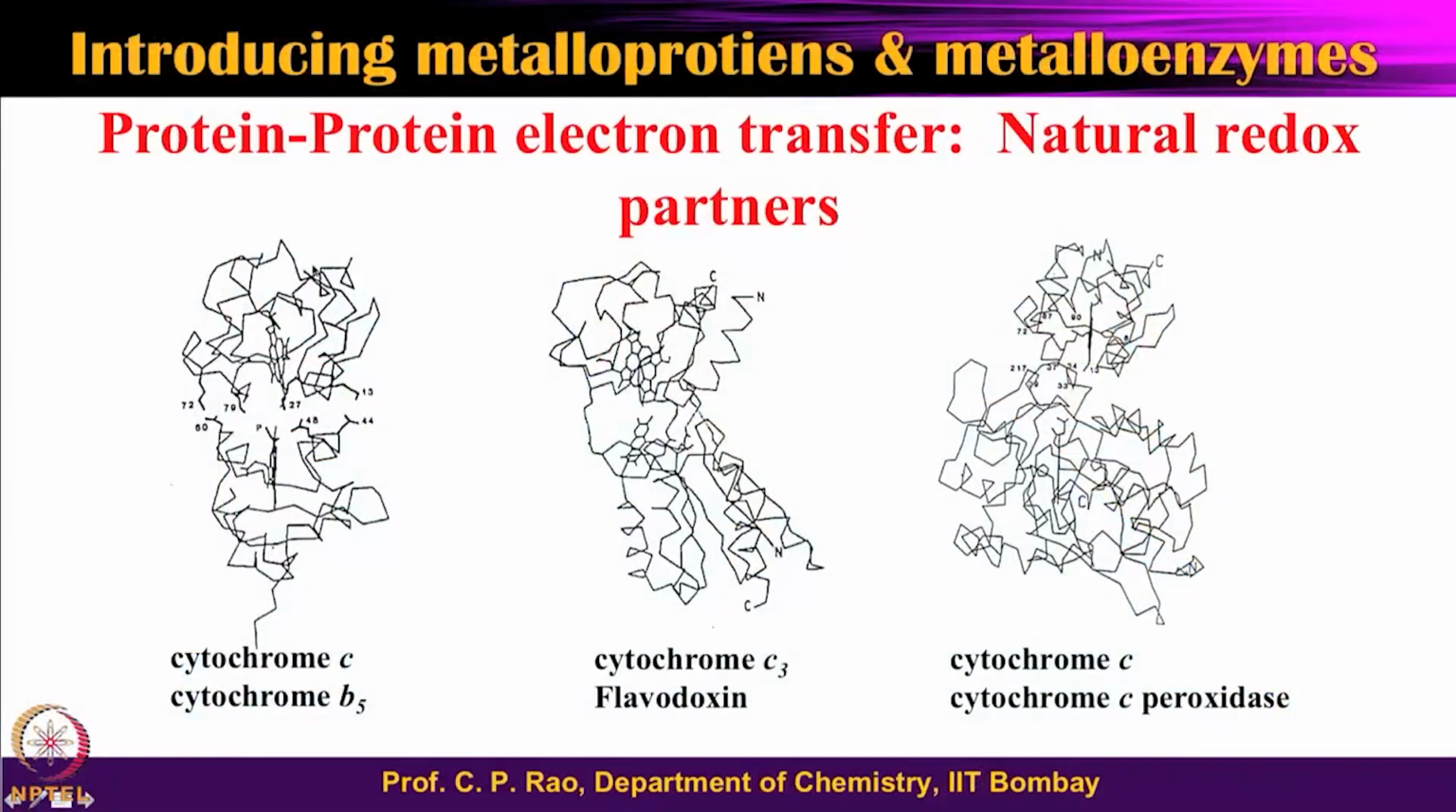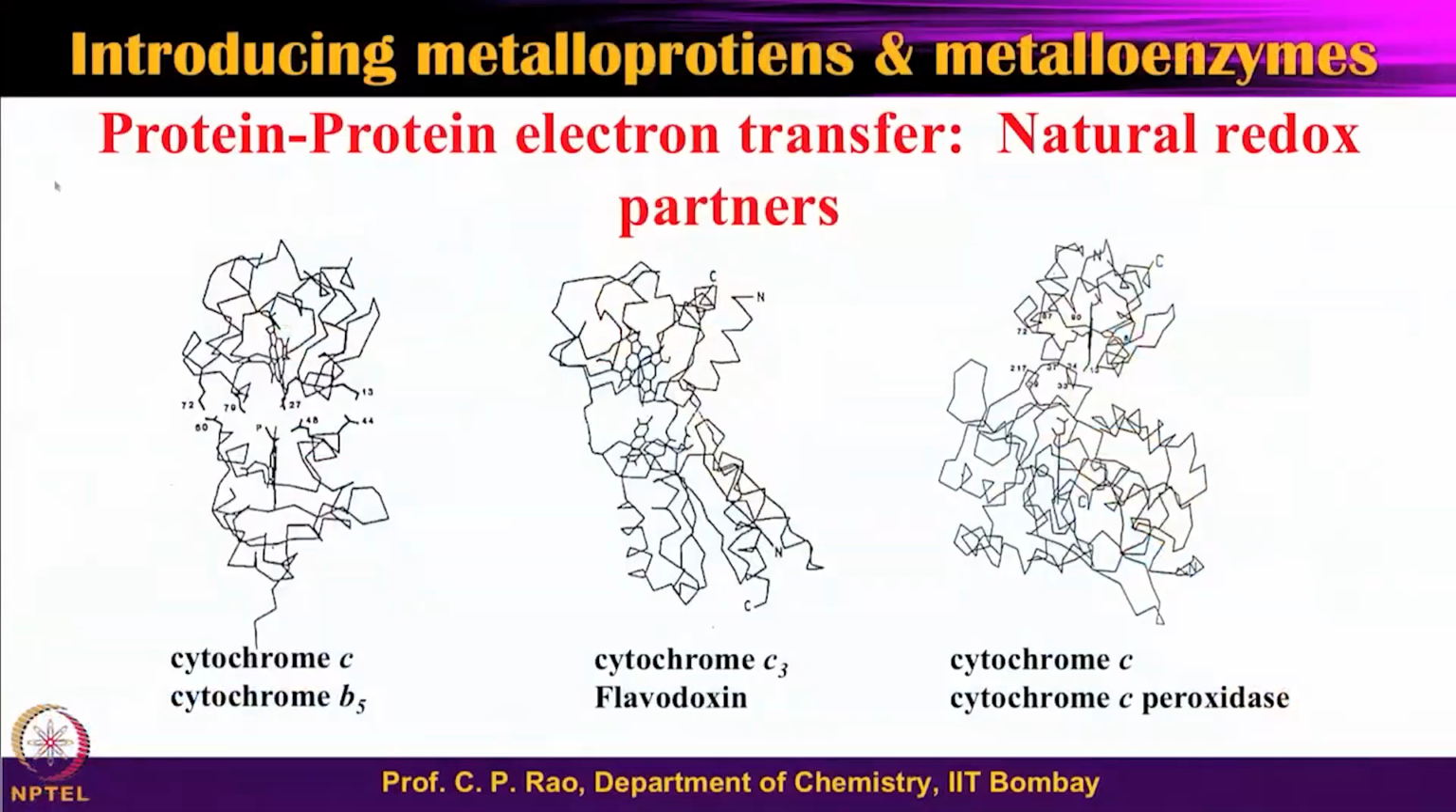Okay. Now, if that is the case, how do we visualize this? Let us look at visualization. Let us take some natural partners. Now, we have gone from a conceptual level to a more concrete level where one protein acts like a donor and the other protein acts like an acceptor. That is what we call the natural redox partners. Redox partner means a redox process, where the partners are donor and acceptor.